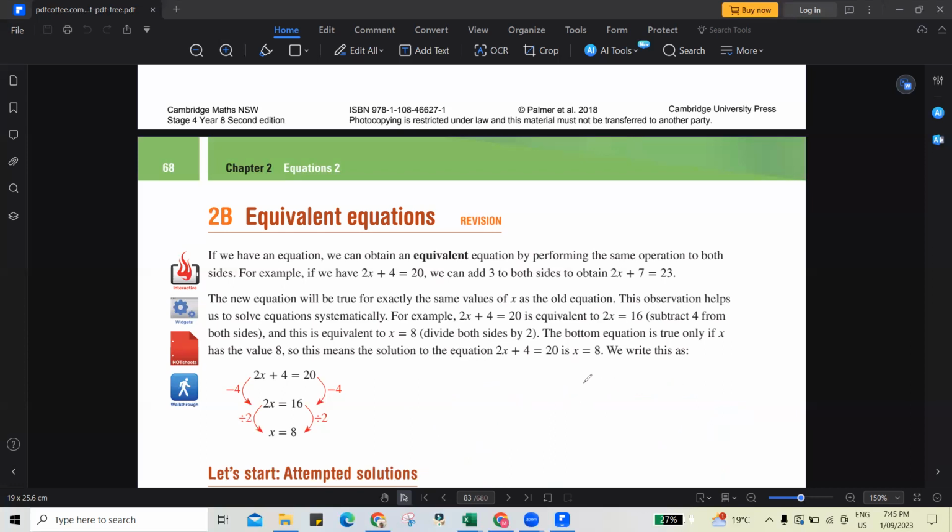Now try an example: 3x minus 3 equals 9. Think about here, minus 3, what do you do? And after that, find the x. Can you try yourself looking at this?